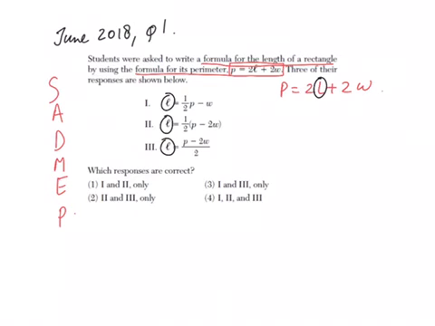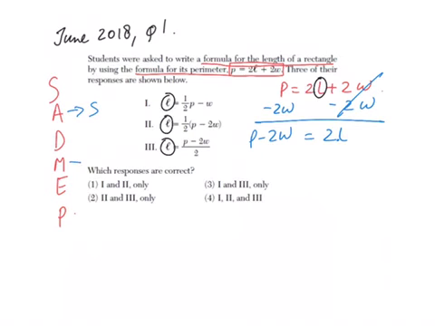So we see addition. So let's subtract. This cancels. Then we see multiplication. We'll divide.